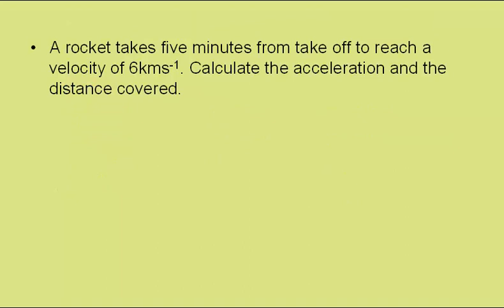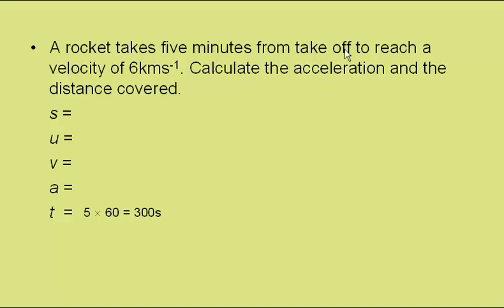Another problem. A rocket takes 5 minutes from takeoff to reach a velocity of 6 kilometers per second. Calculate the acceleration and the distance covered. Well, as usual, our first point is to write down suvat. A rocket takes 5 minutes. Well, that is our time, but we want it in seconds, which is 5 times 60 or 300 seconds. Converting at this point saves us any chance of confusion later on.